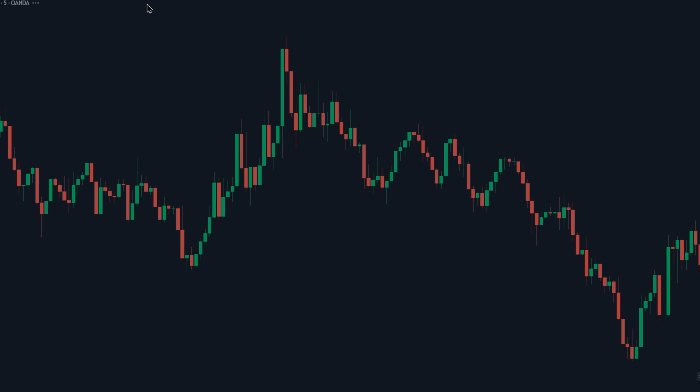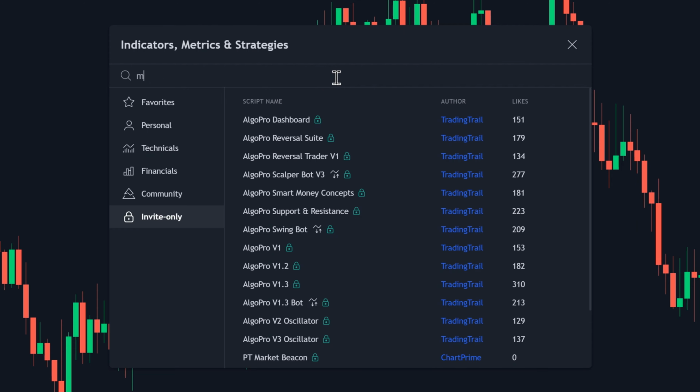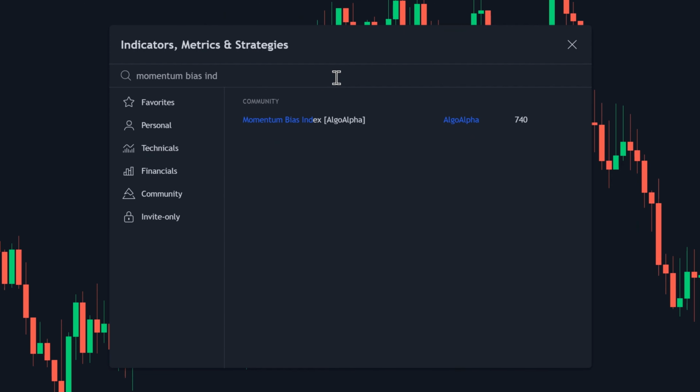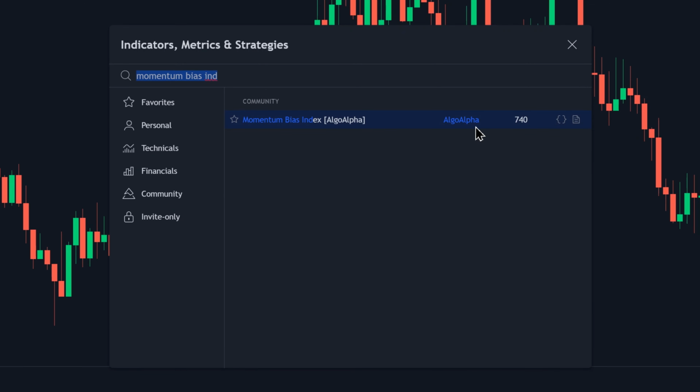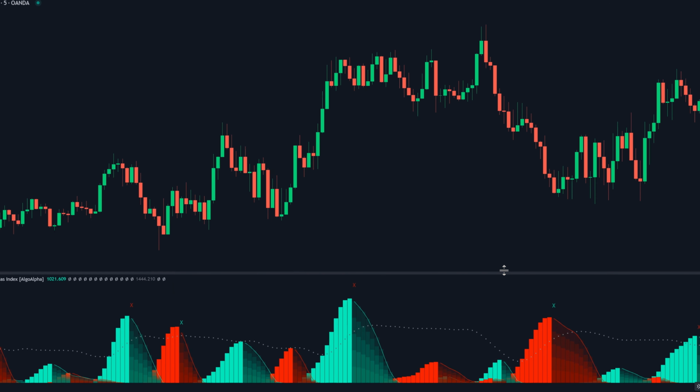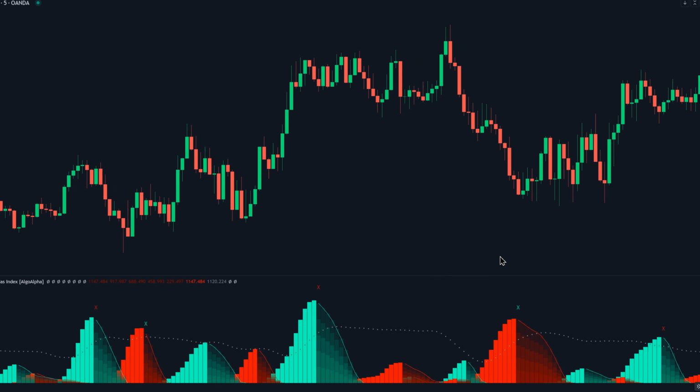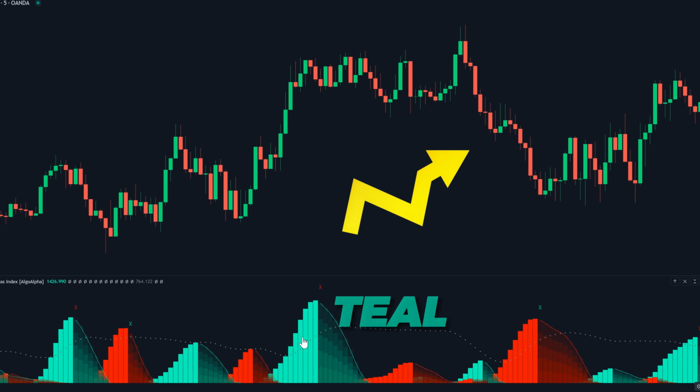And then click on Indicators and type in Momentum Bias Index. This one by Algo Alpha. So this is our indicator. As you can see, it's composed of a red and teal histogram and this gray dotted oscillator right here. Whenever this histogram is colored teal, like here, this indicates bullish market momentum.